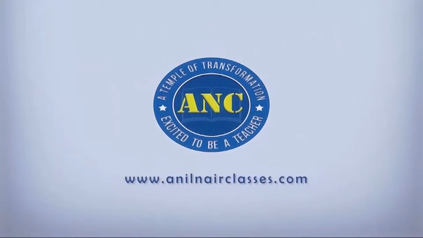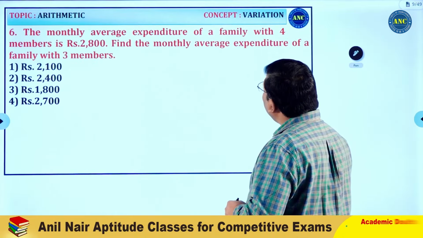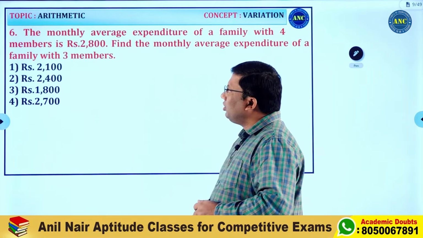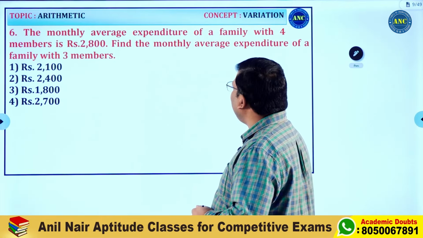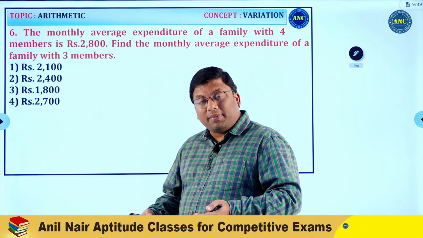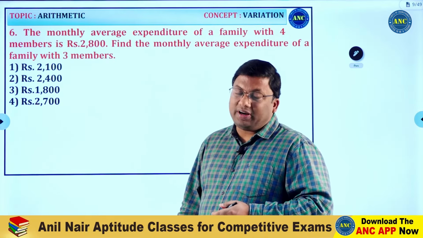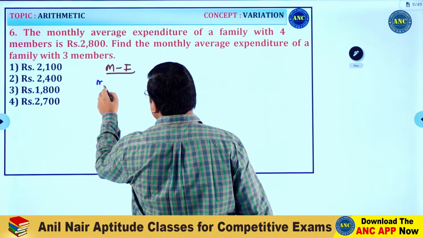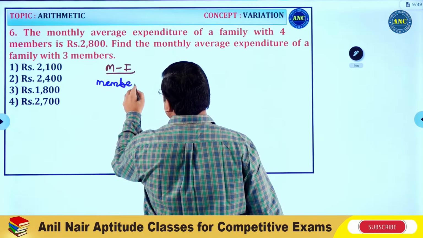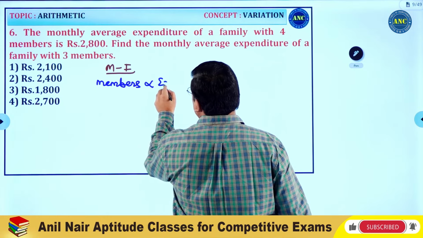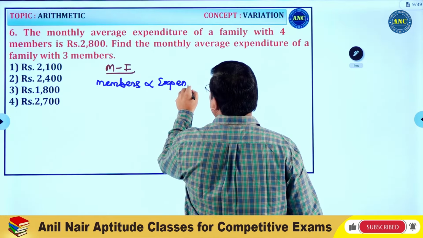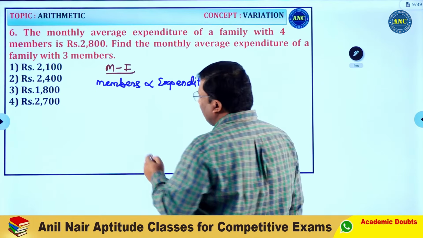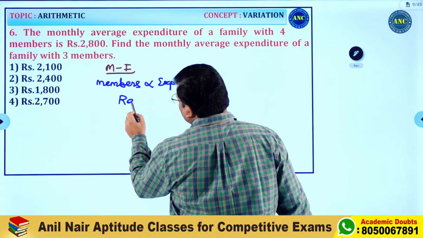The monthly average expenditure of a family with 4 members is 2,800. Find the monthly expenditure for 3 members. If family members increases, then the expenditure of a family increases. Method 1. If members increases, expenditure increases. That means they are directly proportional.